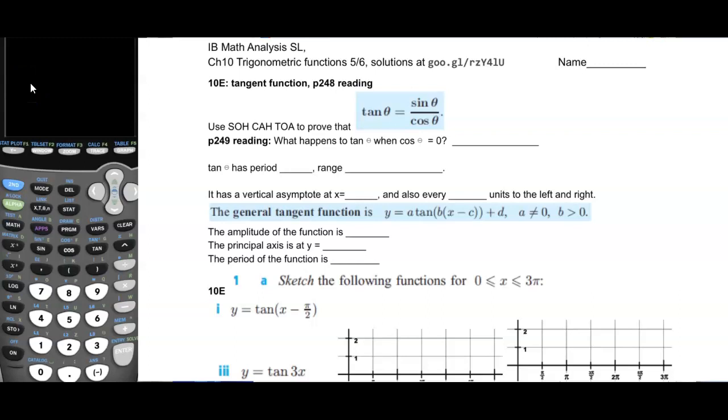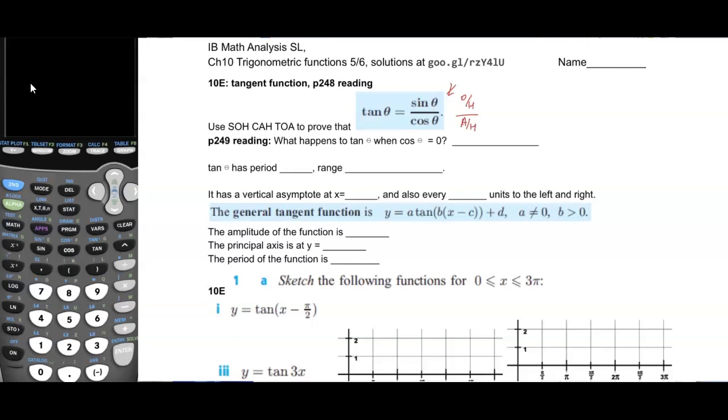Trig functions, page 5. We're going to talk about the tangent function today. So tangent, remember, can be found by sine divided by cosine or by opposite over adjacent. Let's demonstrate this. For example, sine is opposite over hypotenuse, right? And cosine is adjacent over hypotenuse.